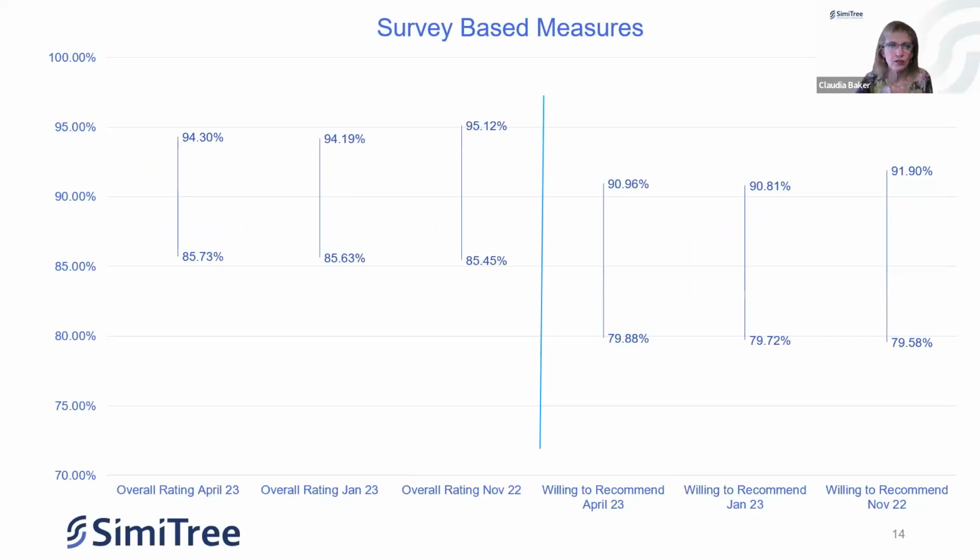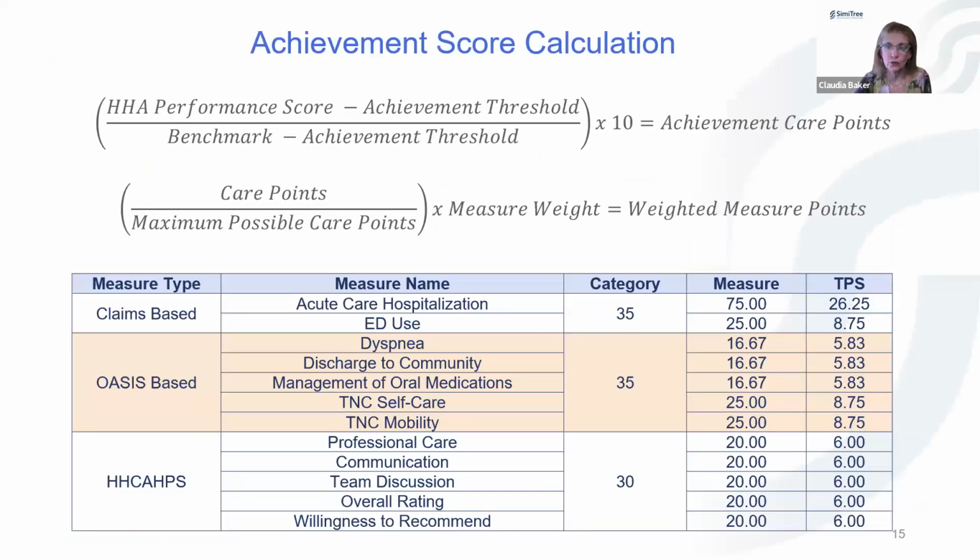Okay, so we have a few more of these things. We also included in here for you the achievement score calculations and another one that's got some math on it as well. I think to me, the takeaway from this is that 35% of this whole achievement score calculation comes from claims-based measures, 35% comes from OASIS-based, 30% comes from the CAHPS surveys.